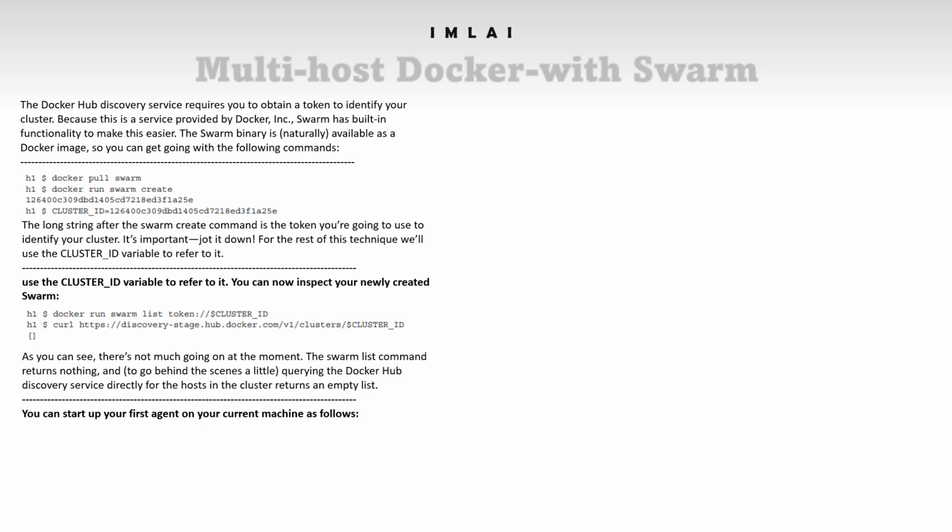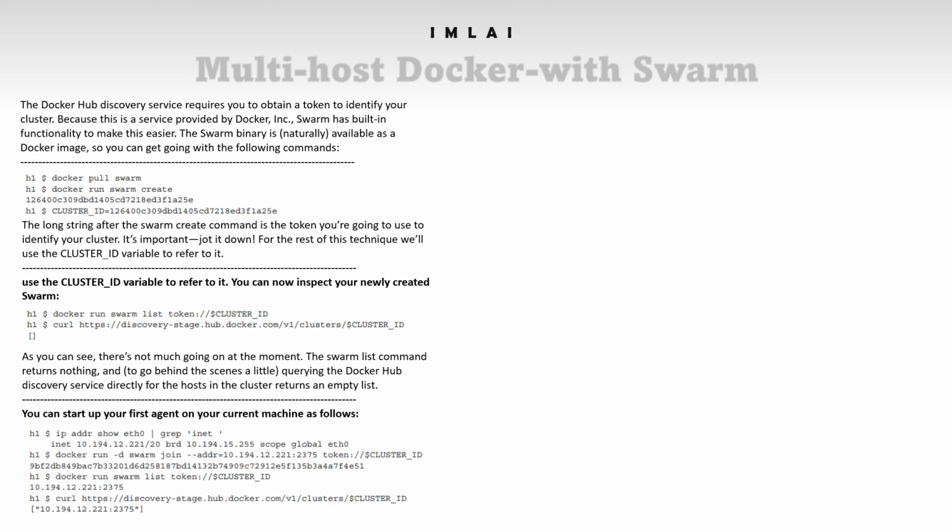Next, you can start up your first agent on your current machine using the following command, ip address show. This will give you the IP addresses, and from there you can give docker run with option d, detached mode, then use swarm join, and join those IP addresses that we have just fetched into the cluster using token colon cluster ID. That's how you can attach them.